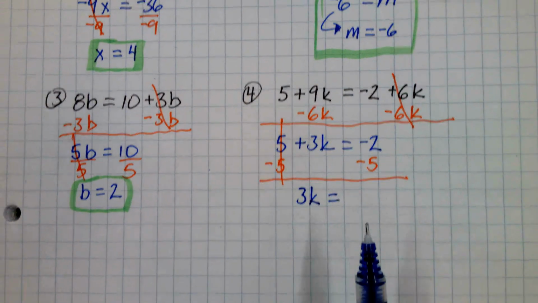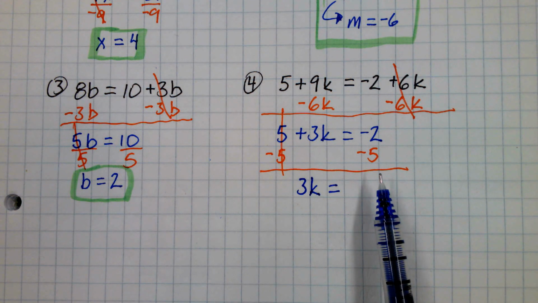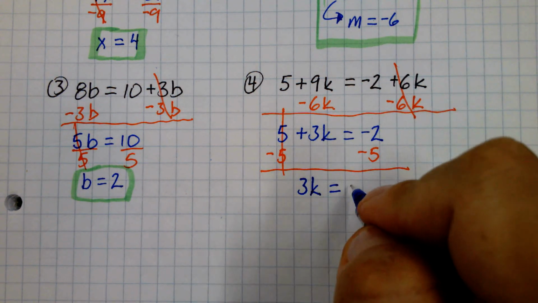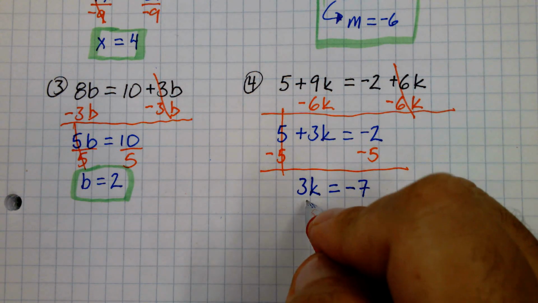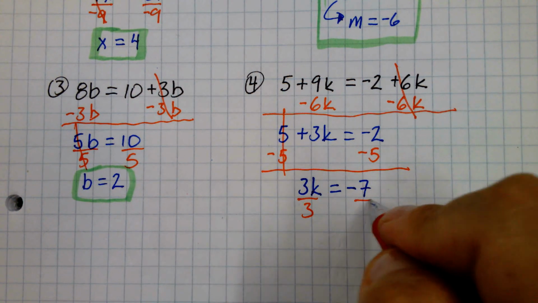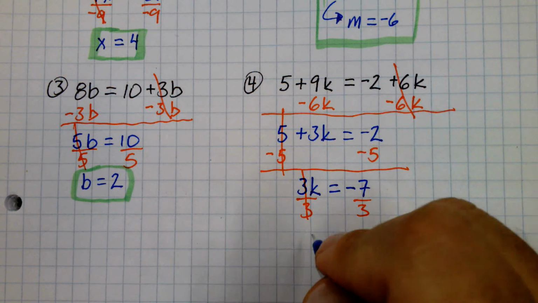Now, if I have minus 2 and minus 5, what is that total? So negative 7. And now we got to divide out the 3. But I'm noticing 3 doesn't go into 7 evenly.